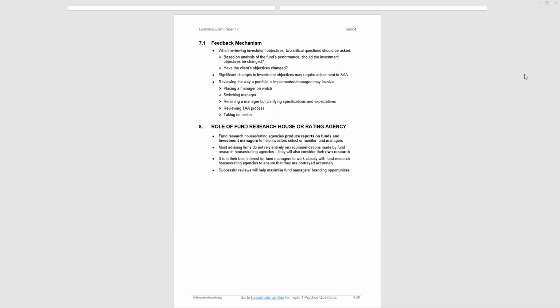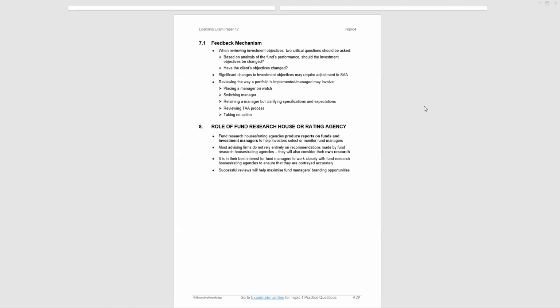You may have a number of investment managers you're using. You put one on watch to see how they're performing on a regular basis. You may want to switch investment manager. You retain a manager, but clarify specifications and expectations because you're not happy. Review tactical asset allocation process, or take no action at all because you're happy.